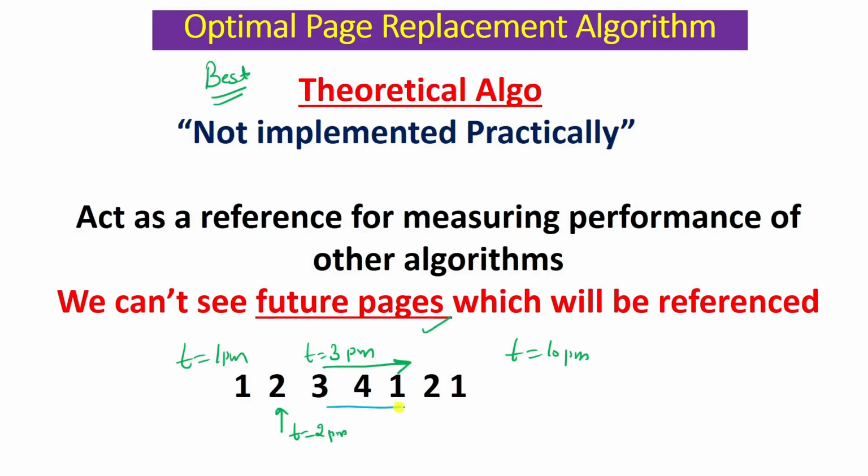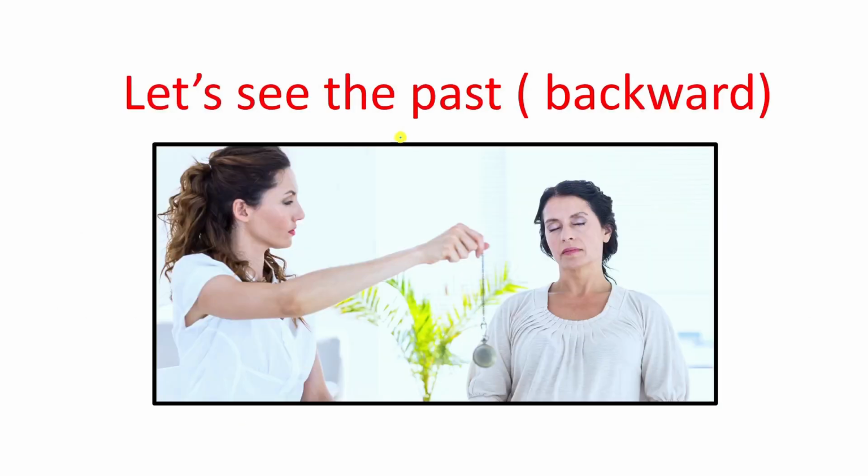So if we can't see the future, if we can't see in the forward direction, can we see in the other direction? That means, if we are at this point, can we see in the backward direction? Yes, we can, because in life we can't see the future, but we can see our past. So today we will see an algorithm which looks into the past to decide which page we are going to replace. For that we will be going in the backward direction. So let's see which algorithm that is.